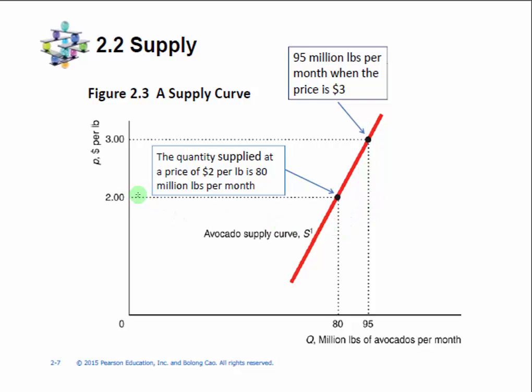In this picture, what we are looking at is at $2 per pound for avocados, there will be 80 million pounds supplied to the market. And if the price increases by $1 to $3 per pound, there will be 95 million pounds of avocados supplied into the market per month. So this is the upward sloping supply curve.